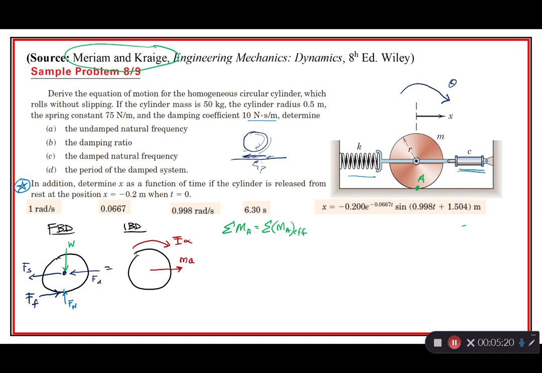So the reason why I chose that spot A is it eliminates the friction, it eliminates the normal force, it eliminates the weight. So the only thing we have going on for us is a moment that's going to be. Oh, and by the way, I should have written this somewhere that the Fs is equal to k times x, and that the Fd is equal to c times x dot.